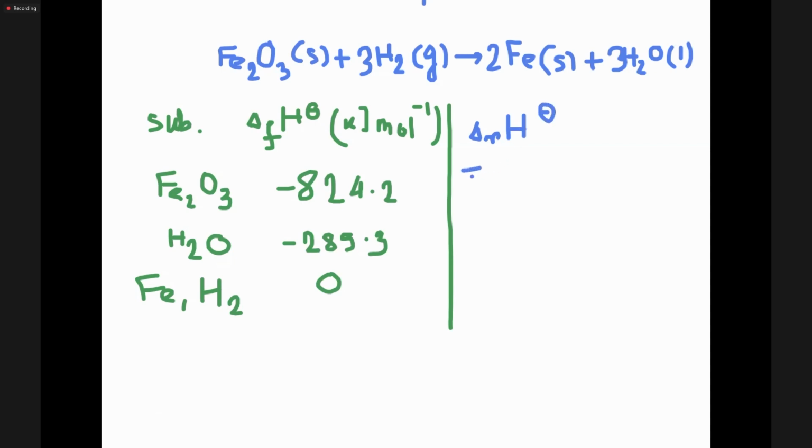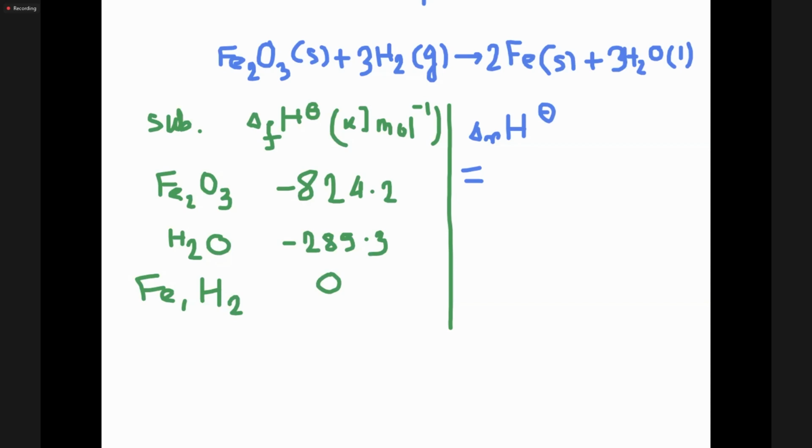So ΔrH°, that is the reaction enthalpy at standard state, is thus equal to the summation of the coefficient and the molar enthalpy of formation of the products minus the summation of coefficients multiplied by the ΔfH° of the reactants.